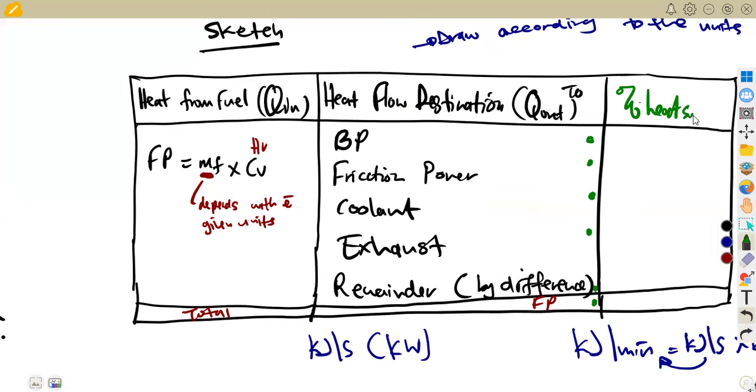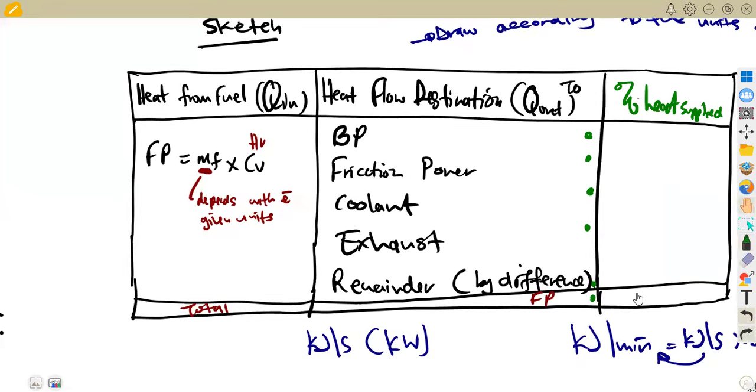All right. So that is our table. These are the percentages. Brake power over the fuel power times 100%. The friction power over the fuel power, or whatever we want. The coolant over the fuel power times 100%, you get the percentage for the coolant. The exhaust over the fuel power, which is our total, times 100%, just like that.